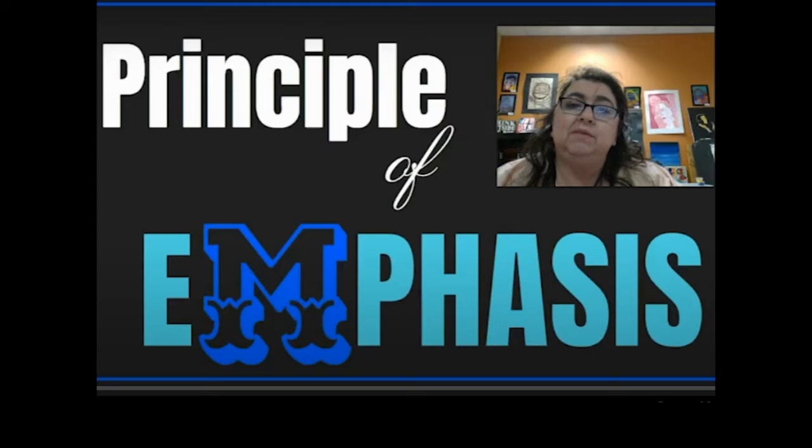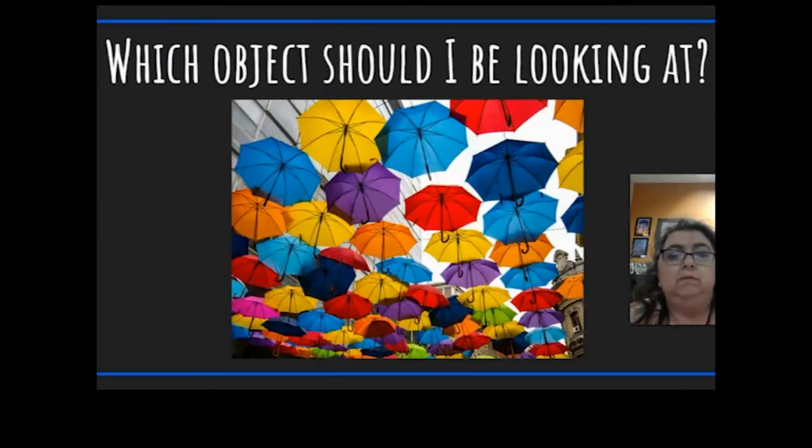So we're going to look at some different ways of how to do that, some famous artists who have done that and how they did it, and then we're going to create our own artwork doing just that, creating a focal point. If we look at this picture of umbrellas, what should we be looking at? That's what emphasis is. That's what a focal point is.